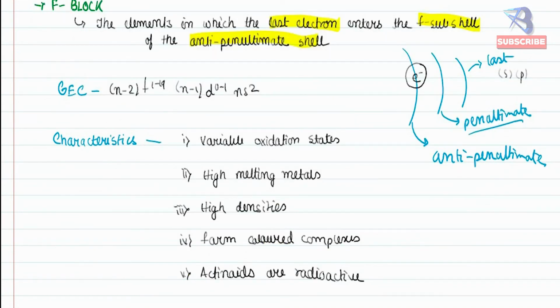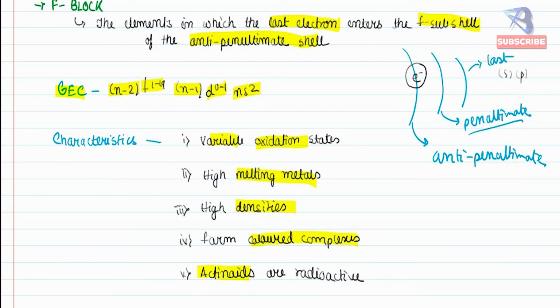Now, what are the properties of these elements? The general electronic configuration is (n-2)f1 to 14, (n-1)d0 to 1, ns2. This is the general electronic configuration. What are the characteristics? They have variable oxidation states just like the D block. They are high melting metals just like the D block. They have higher densities than the D block. They also form colored complexes just like the D block.